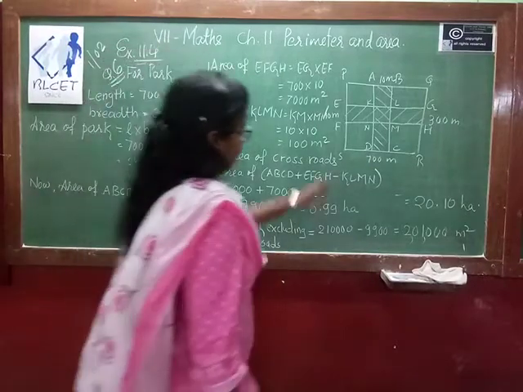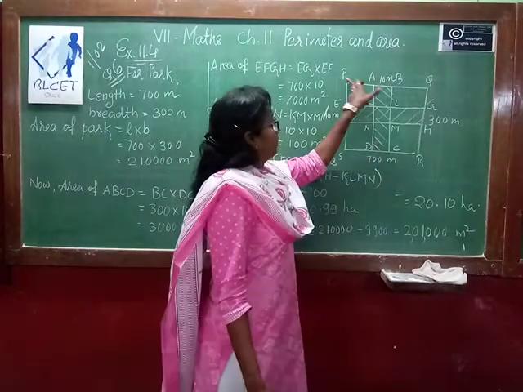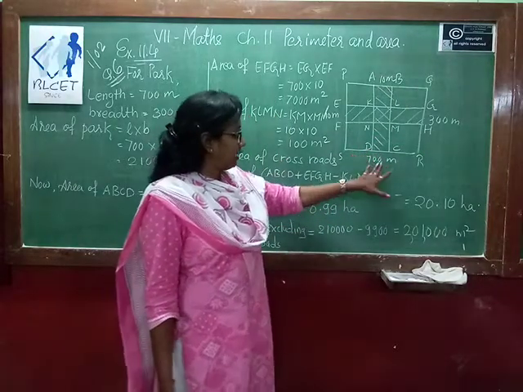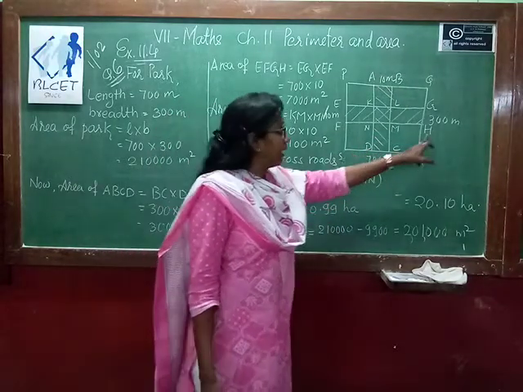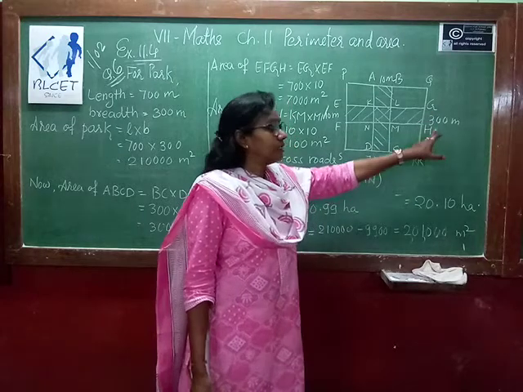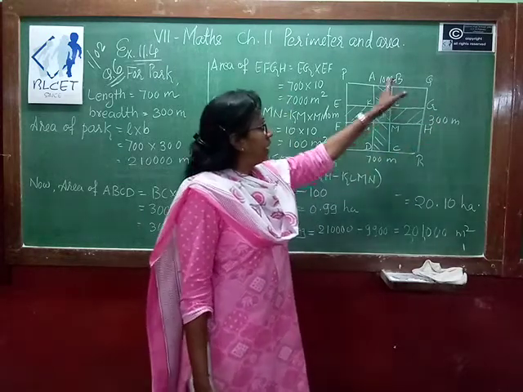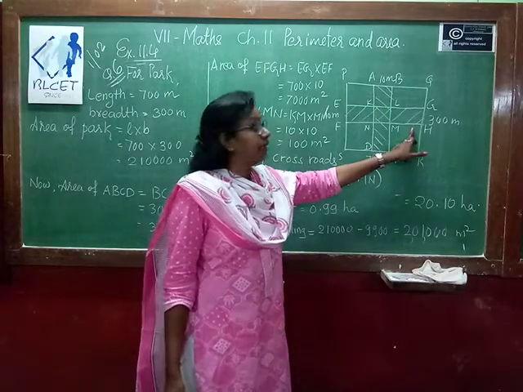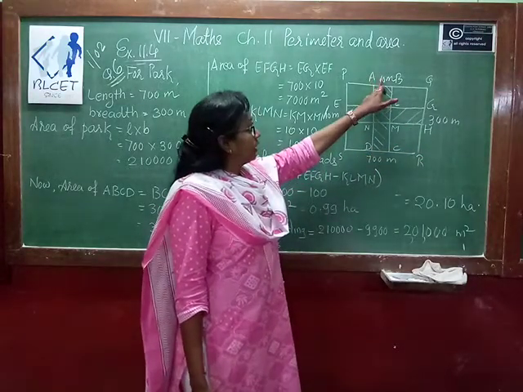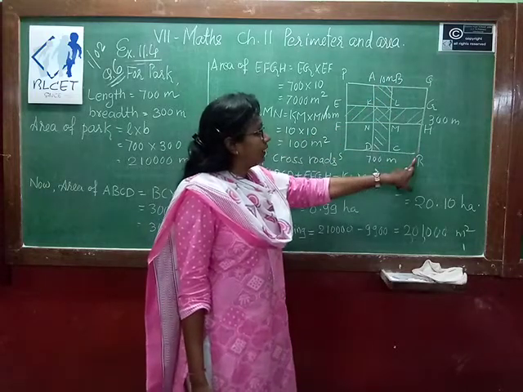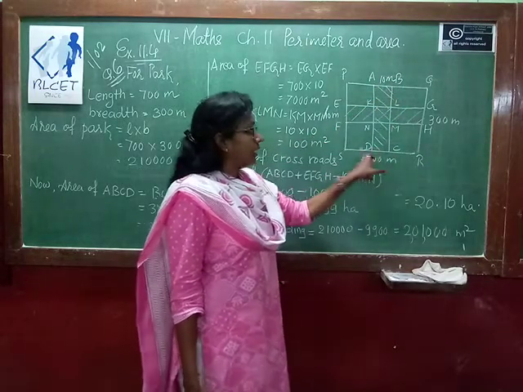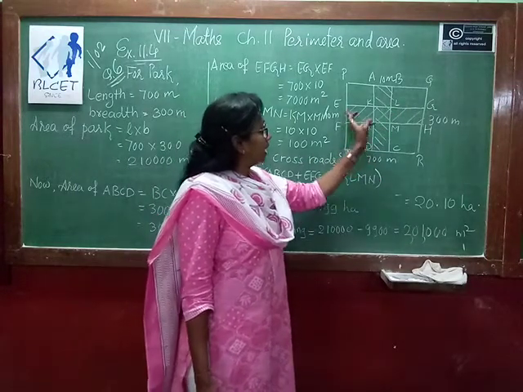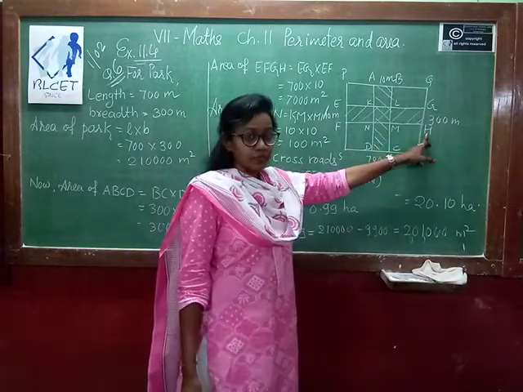So first of all we draw the diagram. PQRS is the rectangular park where the length is 700 meter and breadth is 300 meter. Middle we have two cross roads which meet each other at right angles. Along with this width we have A, B, C, D cross road. Okay, and along with PQ we have E, F, G, H cross roads.